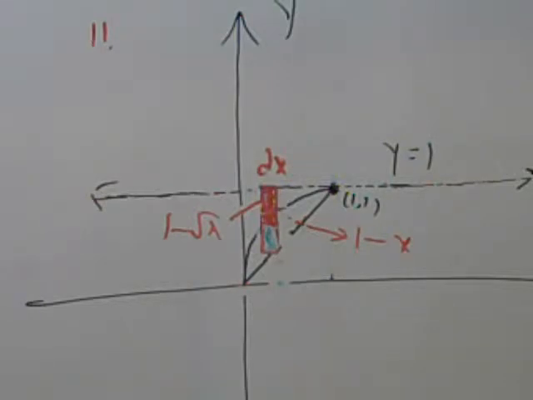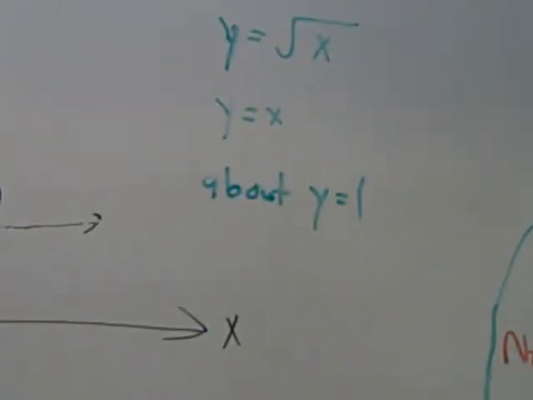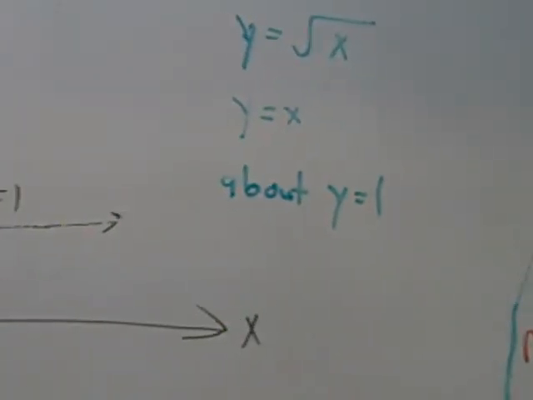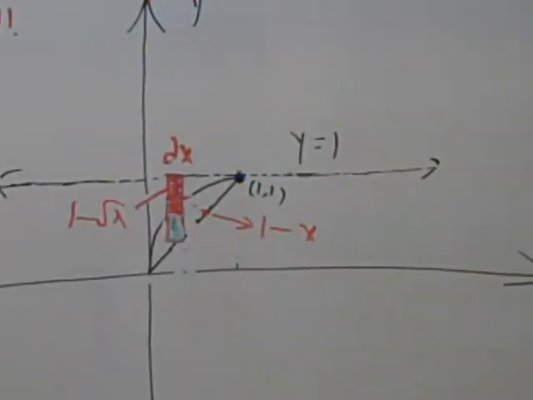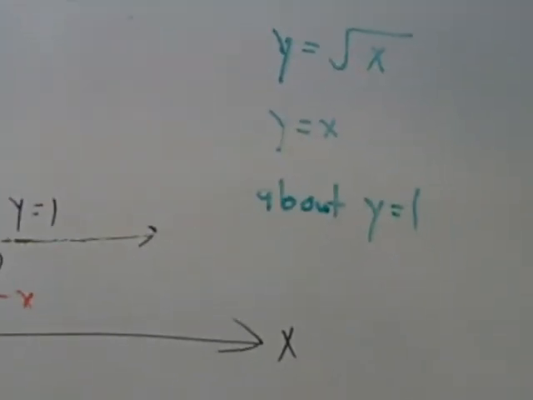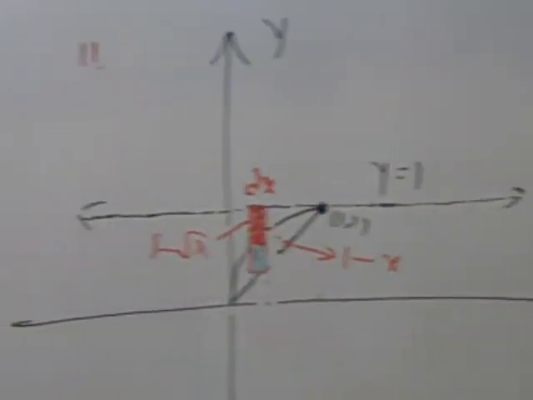So you always start the rectangle, you always attach one infinitesimal edge of the rectangle to the axis we're rotating around. Now in this problem, our bounds are y equals rad x and y equals x, and that's just this region where the green is. And then we're rotating about y equals 1, which is the dotted black line.